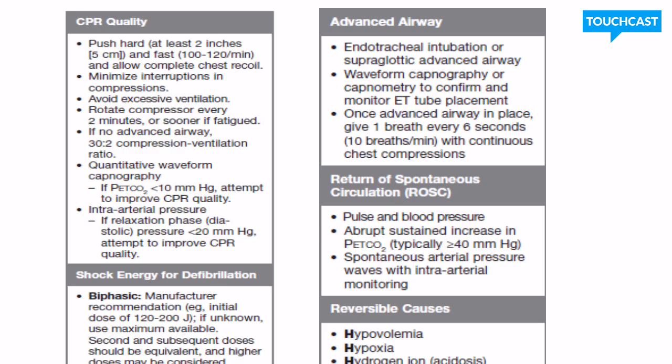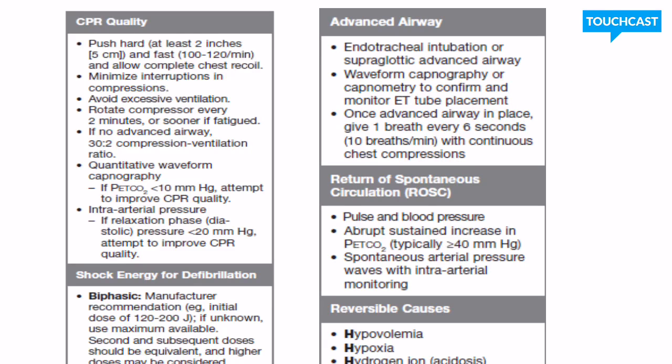You must always ensure that your assistant is giving high quality CPR. High quality CPR is push hard, at least 5 cm depth, and fast. The rate is between 100 to 120 per minute, and allow complete chest recoil. Minimize interruption in compression, avoid excessive ventilation, rotate the compressor every 2 minutes. If the patient is not intubated yet, the ratio of chest compression to ventilation is 30 to 2. You may use end-tidal CO2 to look at the quality of the CPR.